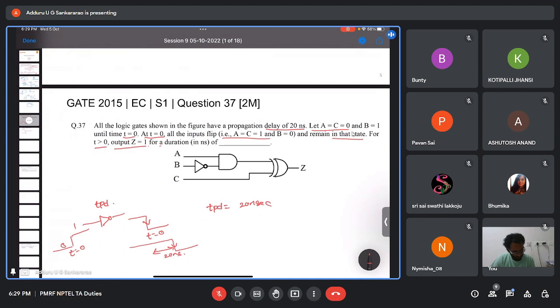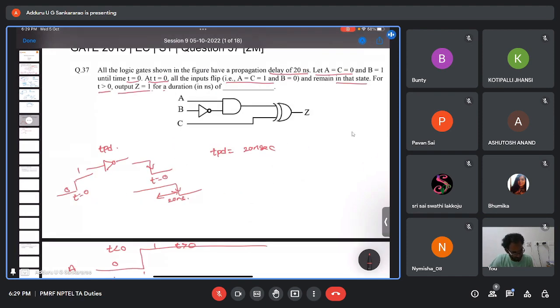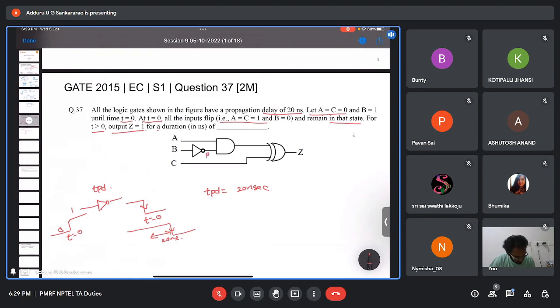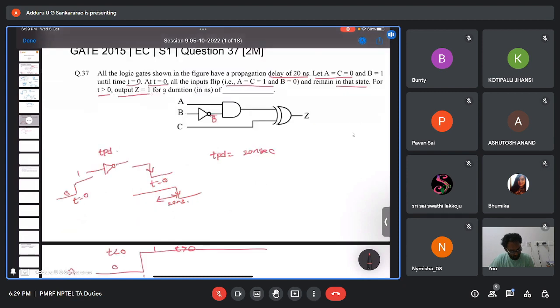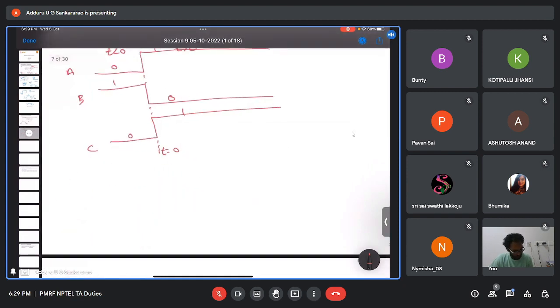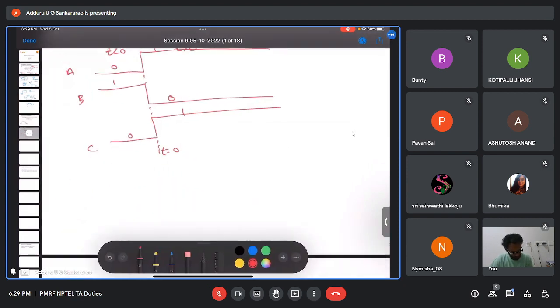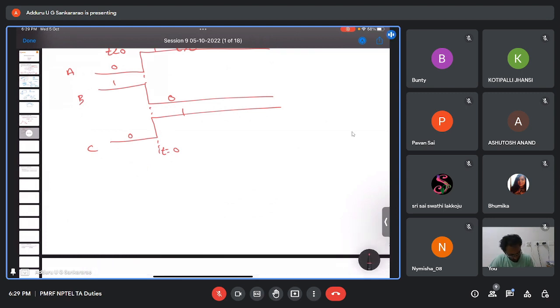Now we need to find out for what duration of time the output is high. First we will find out B bar, since B is going to the inverter. So I'm just drawing B bar here. What will be B bar? Ideally B bar should be something like this.